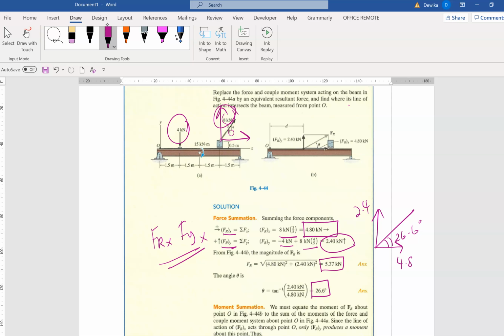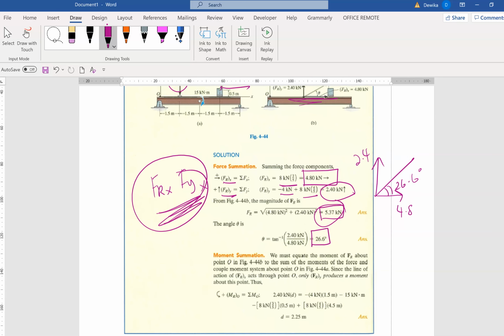But now where is the location from O? In the previous question, we shifted to O, right? So this one is not like that. This one is somewhere along the beam, but we don't know how far it is. This is what we're going to find, okay? So we have the force resultant, keep that aside. We're going to move on to moment, okay?